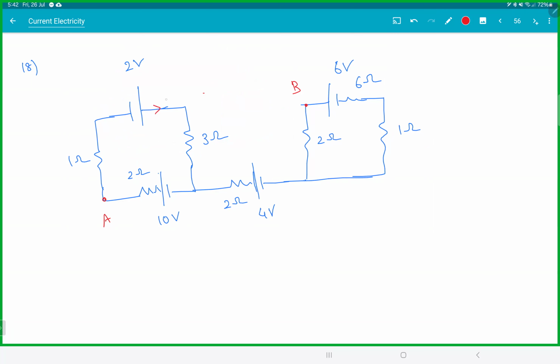If you say this current is some I1, and the small I goes here, then this will be I1 minus I. Now, there is a problem here. The same amount of current is not coming back.